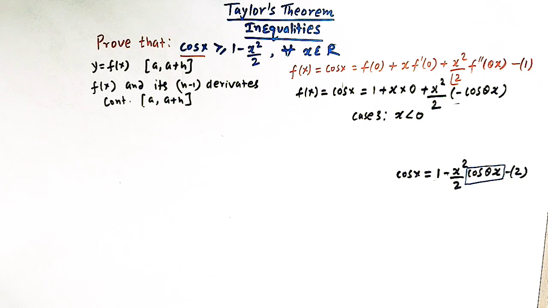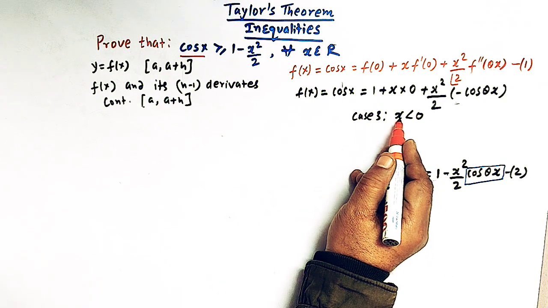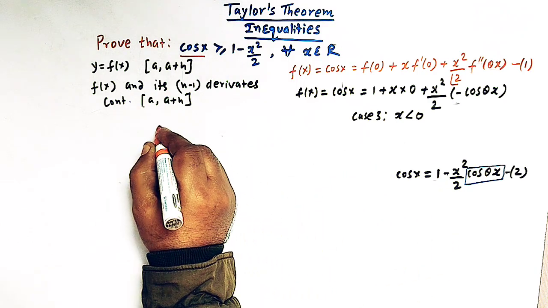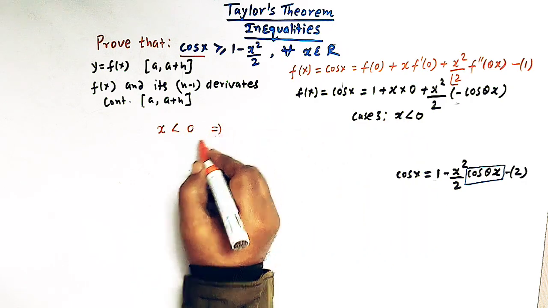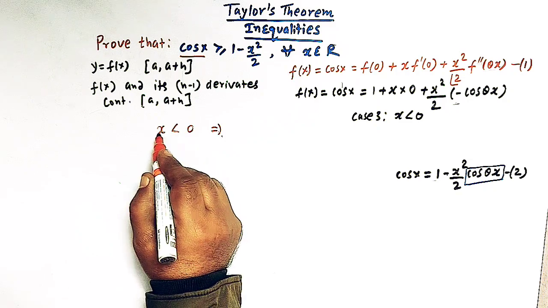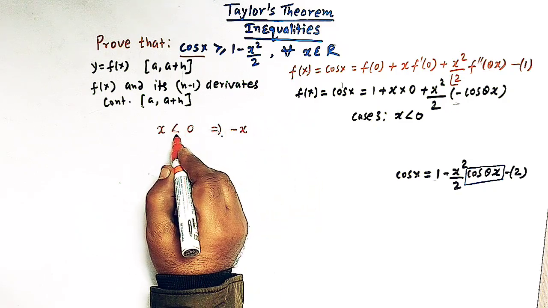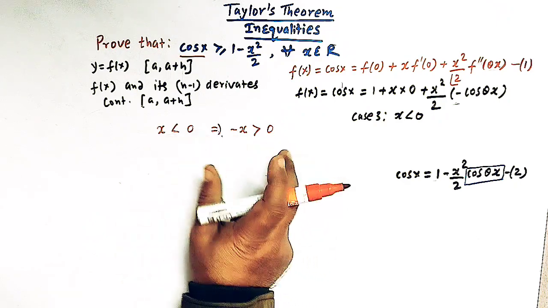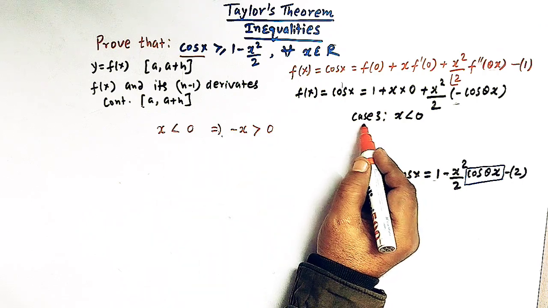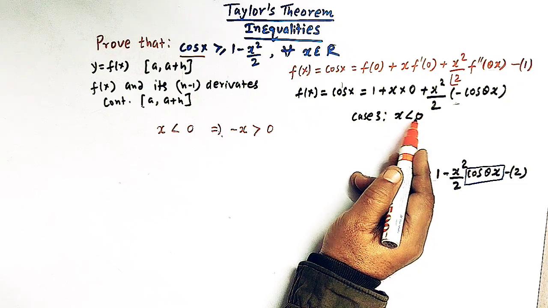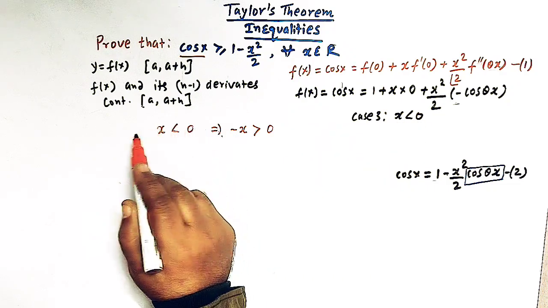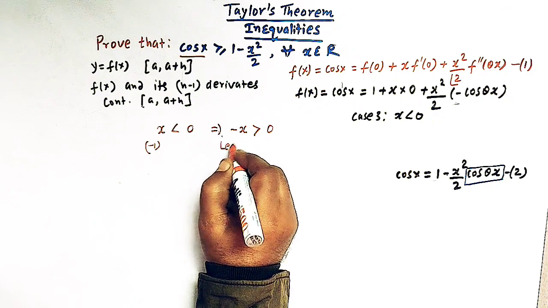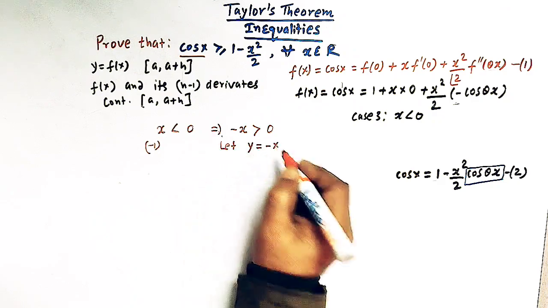which is the required or desired inequality. So now consider the third case, when x is less than 0, that is, x is a negative quantity, right? So when x is less than 0, then if we multiply both sides by minus 1, we have minus x, and the direction of the inequality gets reversed. So we have minus x greater than 0, right? This is an important step while dealing with case 3. So in case 3 we are assuming that x is less than 0. So when x is less than 0, and if we multiply both sides by minus 1, then minus x is greater than 0. Now let us substitute y is equal to minus x.